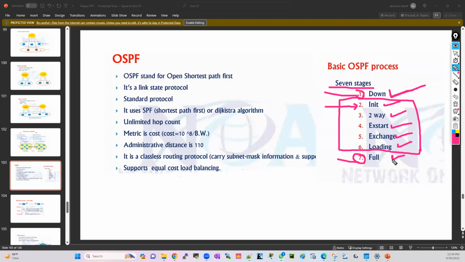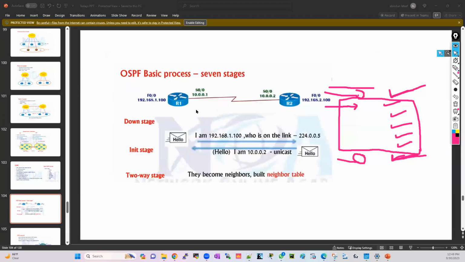So when it is full, it means it has established neighborship with its neighbor. It has fully established neighborship. That is, convergence has taken place. Okay, let me see what is the next slide.